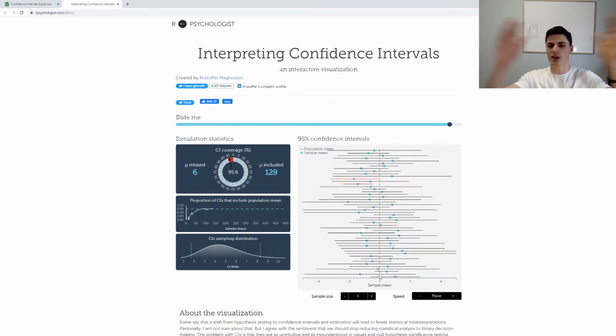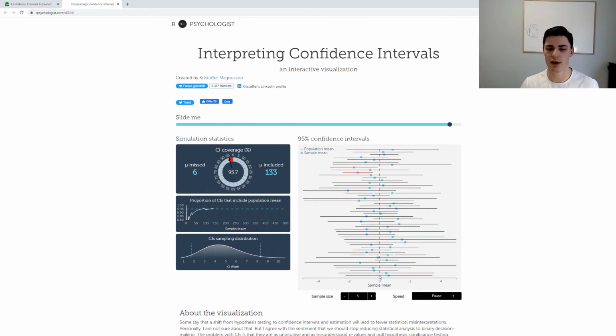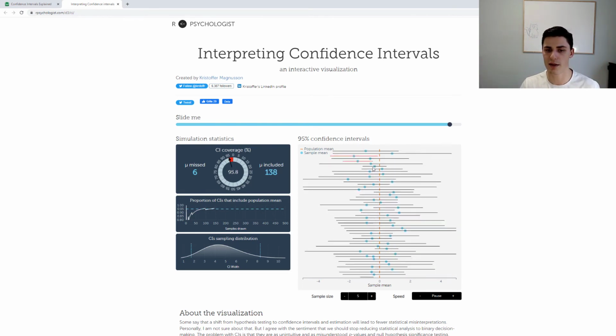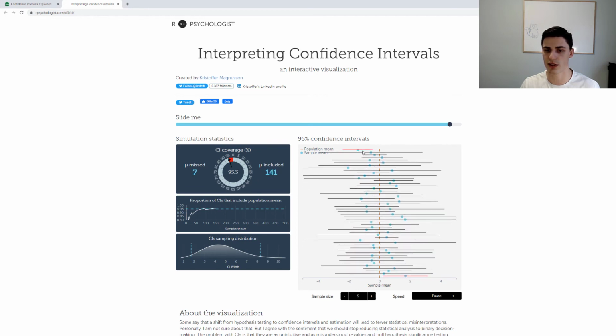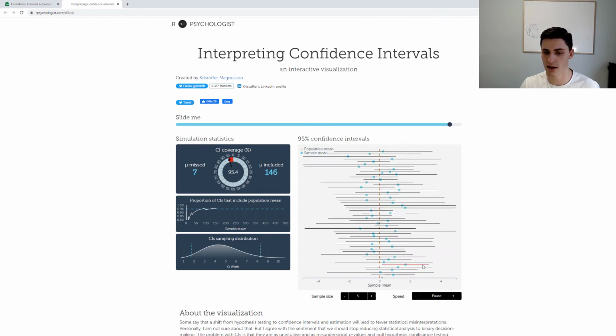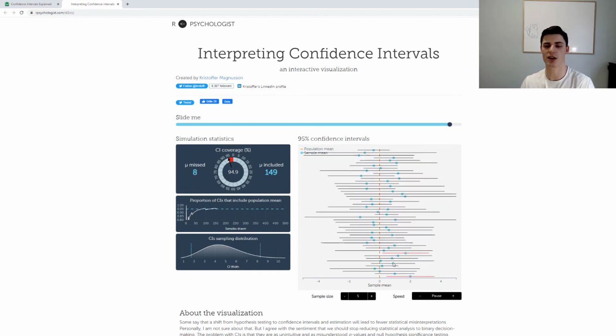And you see that it's hovering. And then once in a while, you're going to get a line that misses the confidence interval. So like these red lines here, this one here, it didn't catch the population average of 0.